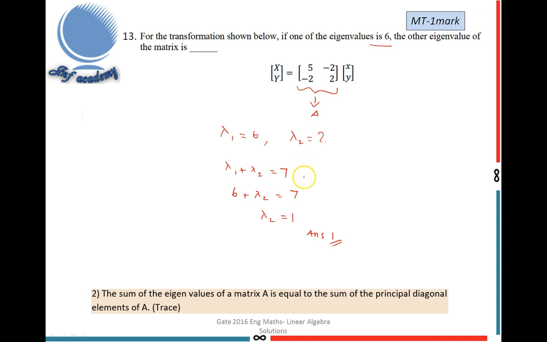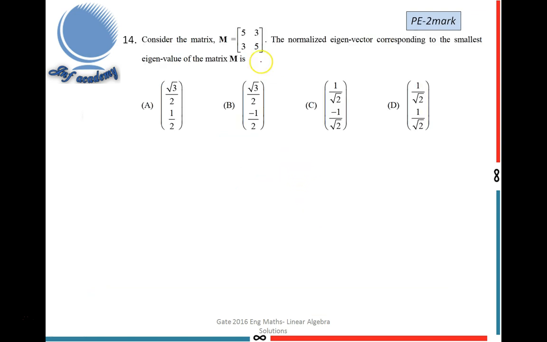Next, move on to the 14th problem. Consider the matrix M equal to 5, 3, 3, 5. We need the normalized eigenvector corresponding to the smallest eigenvalue of the matrix M. So first I have to find the smallest eigenvalue. How to find the eigenvalue? First find the characteristic equation, then solve it, and we get the eigenvalues.